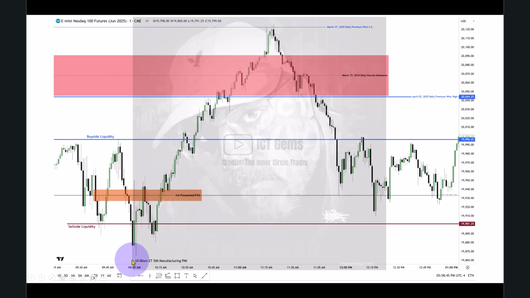But we had 10 o'clock news, so you have to wait for that news to deliver. So it went up there, stopped short of running that high, came down, took out the sell side here, and one more time sweeping below that 3 a.m. London session sell side liquidity pool.